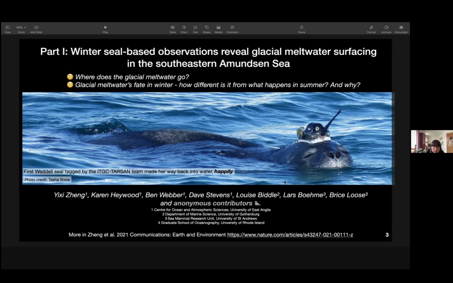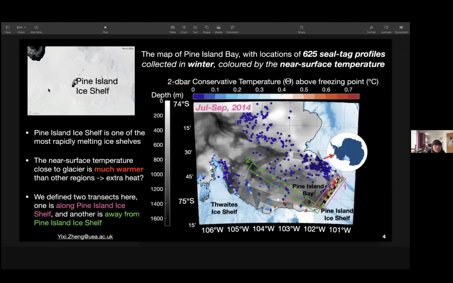And this part of work has been published already, and if you're interested, you can look at our paper. And this one is actually a GIF. Apologies again that it's not showing. But this one is showing a very rapid retreat of Pine Island Ice Shelf.